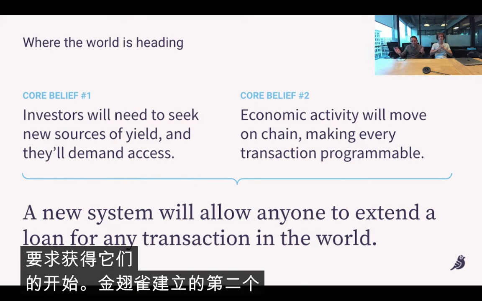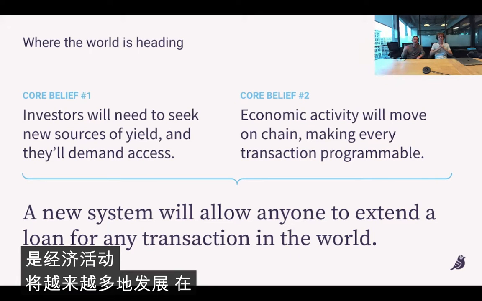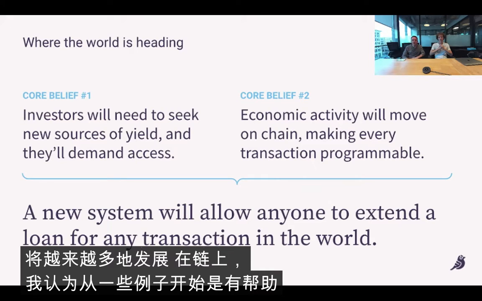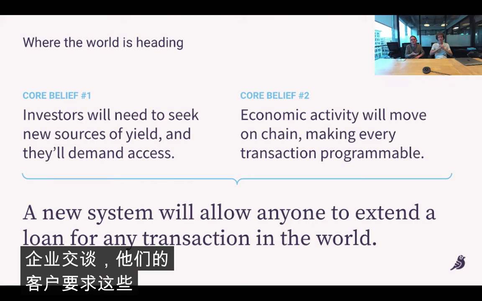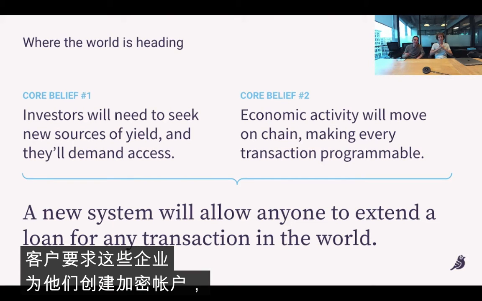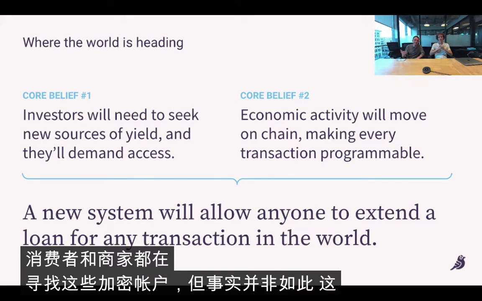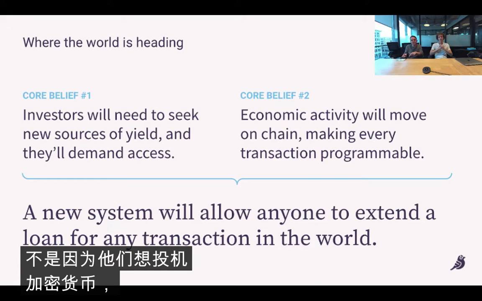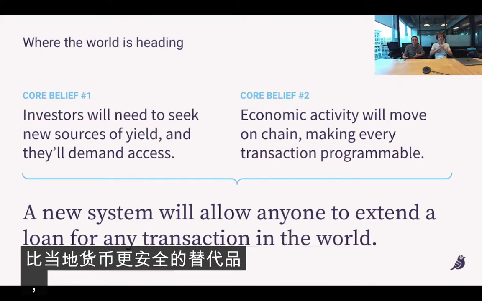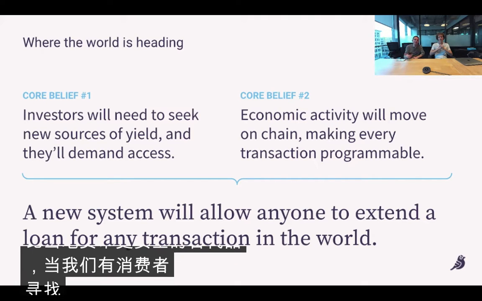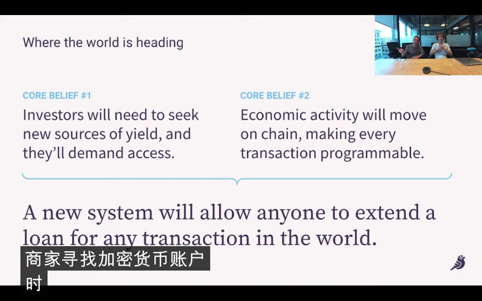The second core belief that Goldfinch is founded on is that economic activity is going to increasingly move on chain. And I think it's helpful to start with examples. We've talked to businesses whose customers are asking these businesses to create crypto accounts for them. And it's both consumers and merchants who are looking for these crypto accounts. It isn't because they want to speculate in crypto, it's because they view crypto as a safer alternative to their local currencies.